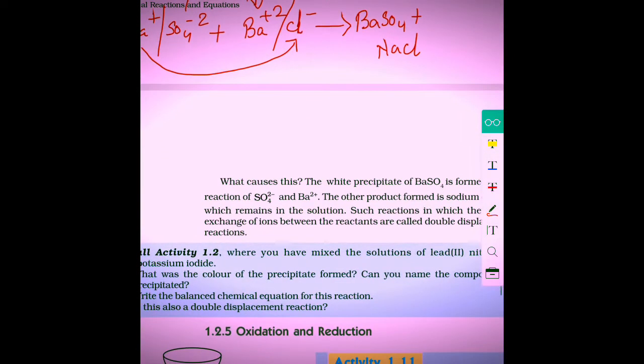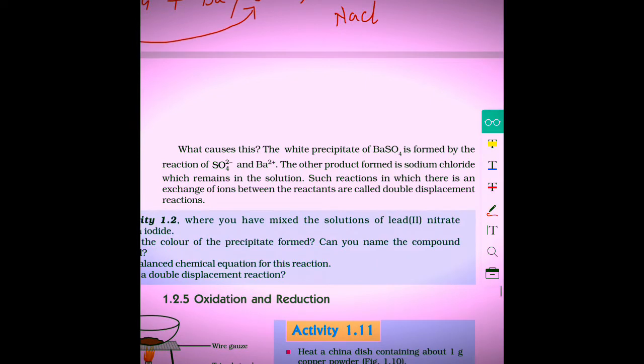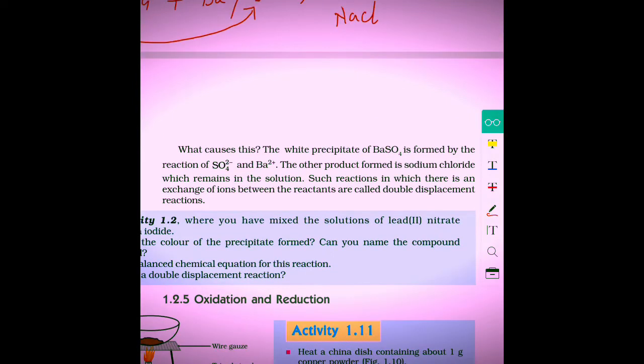Now, what causes this white precipitate of BaSO4 to form? The white precipitate of BaSO4 is formed by the reaction of SO4 minus 2 and Ba plus 2. The other product formed is sodium chloride, which remains soluble in the solution. Such reactions in which there is an exchange of ions between reactants are called double displacement reactions.